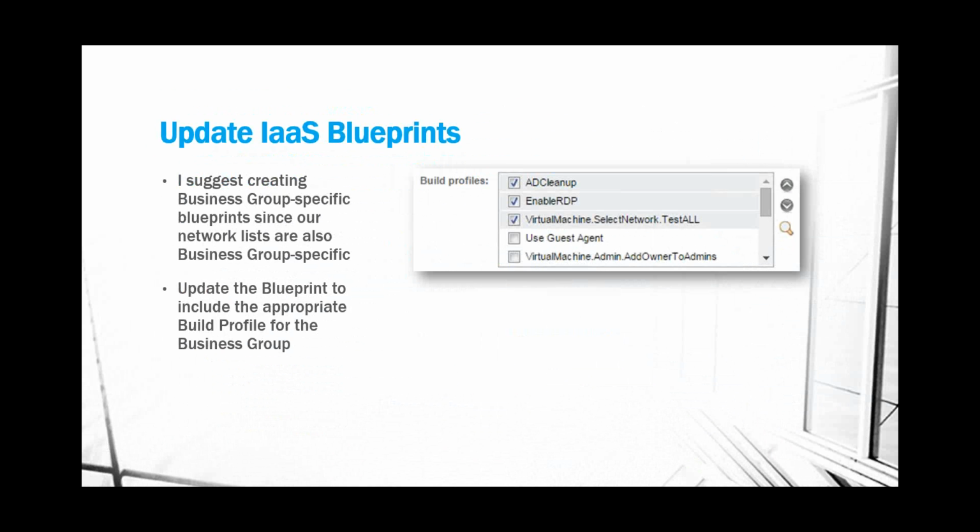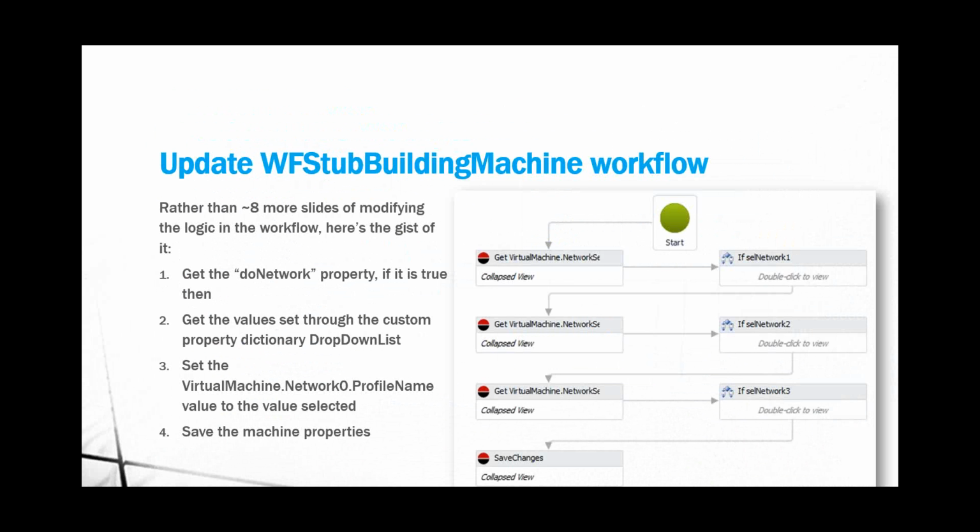Again, we're going to have to make some significant modifications to our building machine workflow. We've got some logic in place where we're going to look for the do network property. If it's true, then we retrieve the values based on which one is set. So if I select network property, I'm going to first look at the property in the custom. We created 3 custom properties, one for each network list. Each of those custom properties we'll have to evaluate to see which one the user was presented and which selection they made from there.